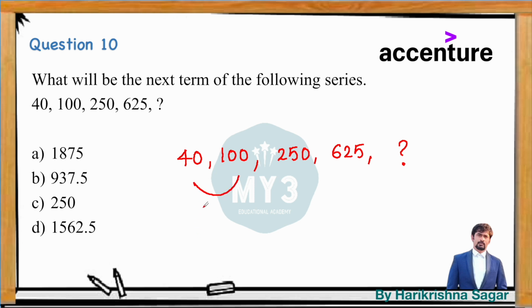What is the multiplication factor? So you can just multiply 40 into 2.5, because we know 25 into 4 is 100. So 40 into 2.5 will give a result which is going to be 100, and 100 becomes 250. Again, what is the multiplication factor?